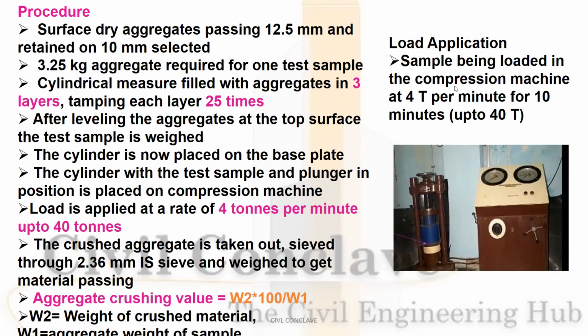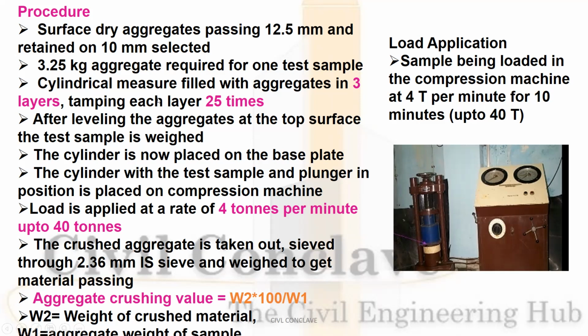The procedure. Here I show you the machine, the CTM machine. Here we will be going at 4 tons per minute for 10 minutes. That is the procedure. Surface dry aggregate passing 12.5 mm and retained on 10 mm has to be selected. 3.25 kgs of material is required for one test sample. The cylindrical measure is filled with aggregates in 3 layers, like how we do it in the cube test, each tamped 25 times so that air bubbles and voids can be removed.